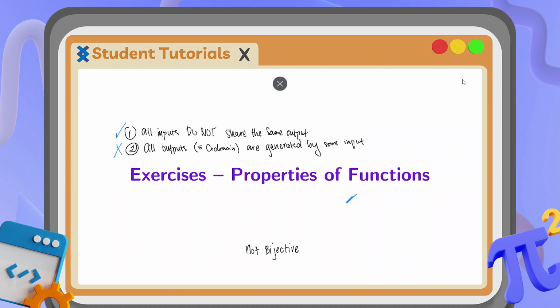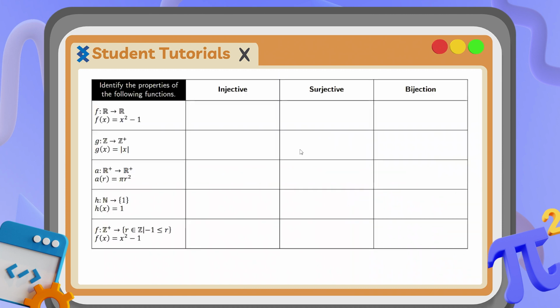So let's have some exercises regarding the properties of functions. Let's have number 1 here only as our example. The rest you can do on your own. So here, we have a function from R to R where f of x is equal to x squared minus 1. Notice how x squared minus 1 just looks like a parabola.